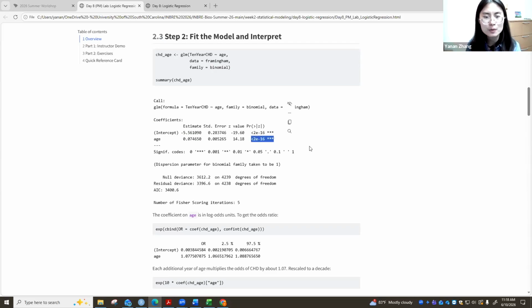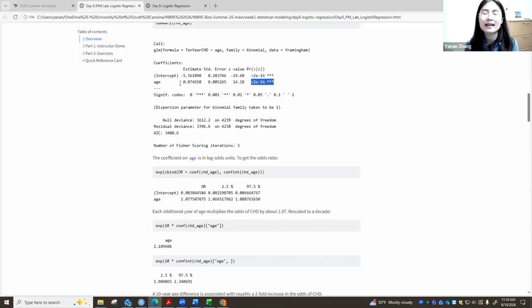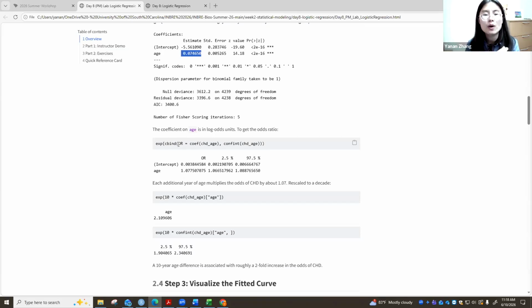And we have a very small p-value, which means it's statistically significant, right? But we can get a more intuitive interpretation rather than on the log odds scale. So we want to calculate the odds ratio simply by taking the exponential of 0.074. And we got an odds ratio of 1.078. And we can also get the confidence interval for the odds ratio. Right? And now we can interpret those, right?